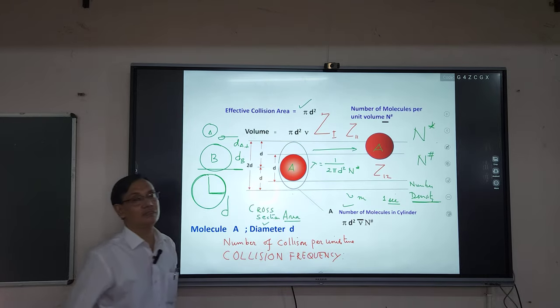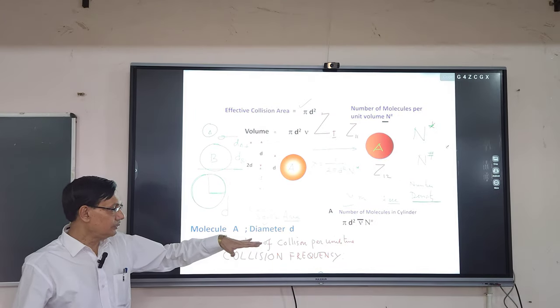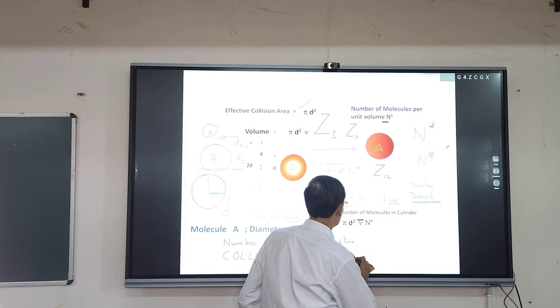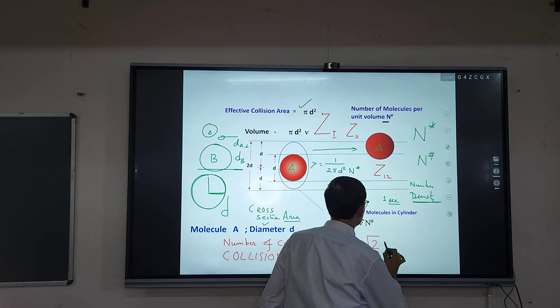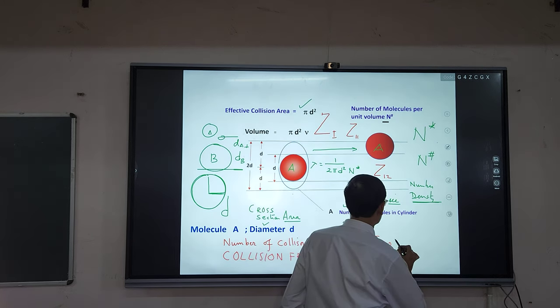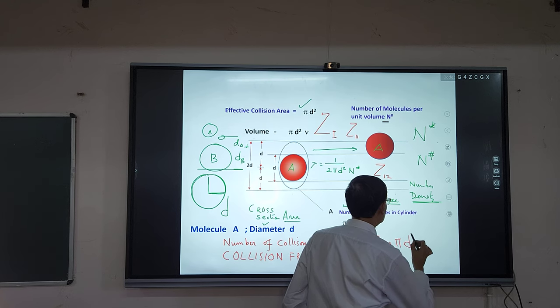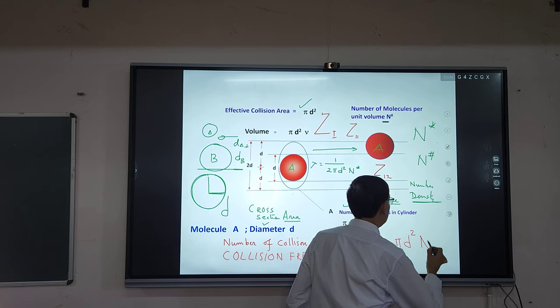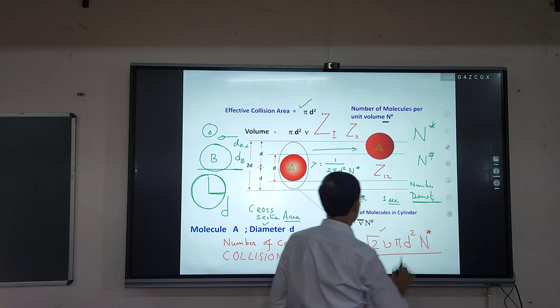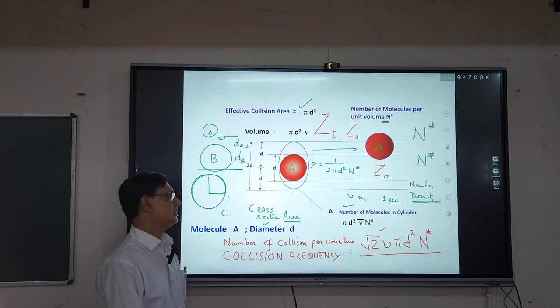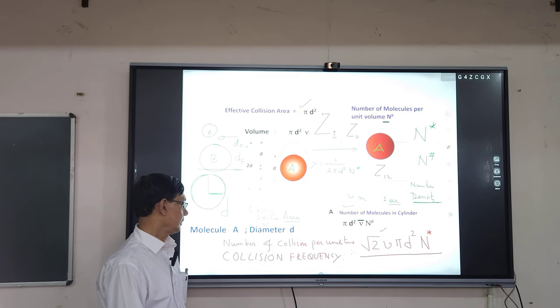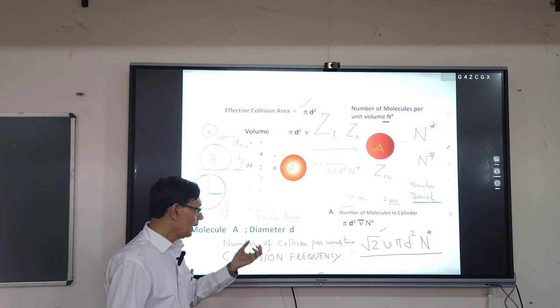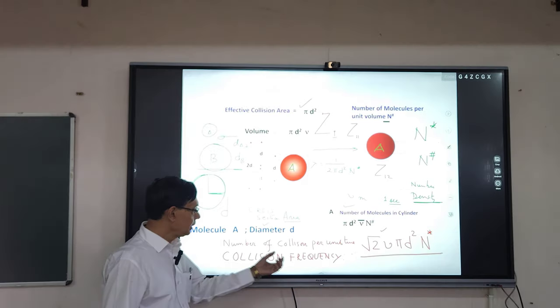This is the simplest derivation. So collision frequency is equal to under root of 2 pi d square n star, or whatever it is. This is actually collision frequency. That means every molecule has a collision frequency like that.